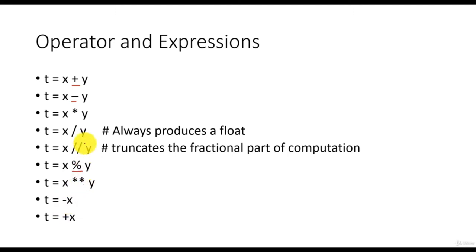All the above operators required two operands, so they were all binary operators. The unary operator requires only one operand, and this unary minus operator just changes the sign of the operand. In this case, if x is 5, then t will get the value minus 5. If x is minus 5, then t will get the value 5.